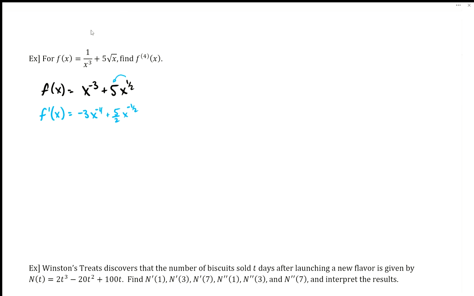Now I'm going to go to green for our second derivative. Again, this is ready for us. So it's power rule again for each term. The negative 4 would multiply the negative 3 to be positive 12. And then x, minus 1 from the power would be negative 5. And then the negative 1/2 would multiply the positive 5/2. That would change it to minus.